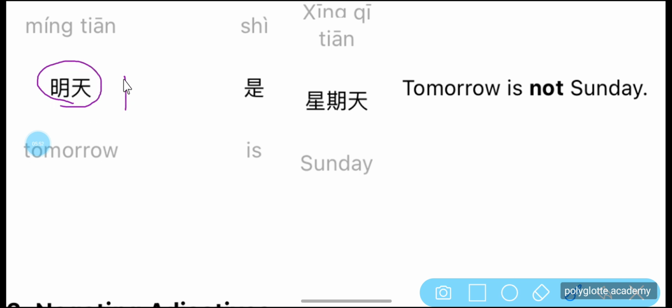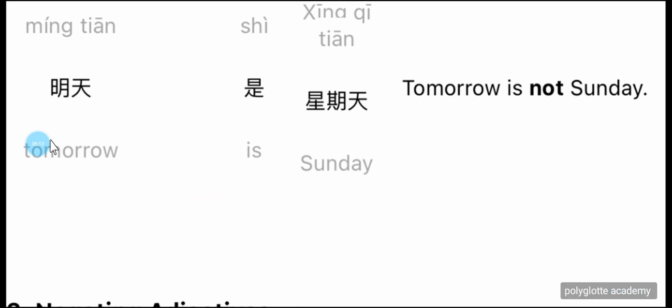A demonstration on how to write 明天. This is a demonstration on how to write 明天. So 明天不. There's a 不 here. Don't forget we have a 不. 明天不是星期天. There's a 不 in the middle here. If I close that and open again, you have 明天不.